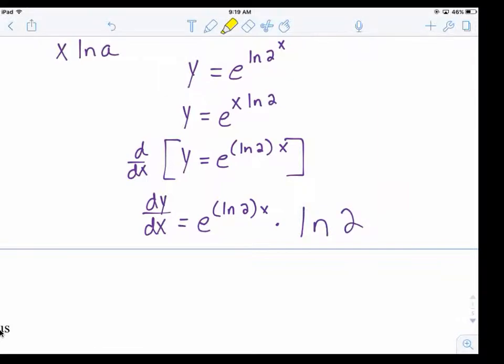But now, this here, imagine that's like 2x, right? So when you take the derivative of 2x, you're just left with the constant. It's the same thing. ln of 2 is just a constant.